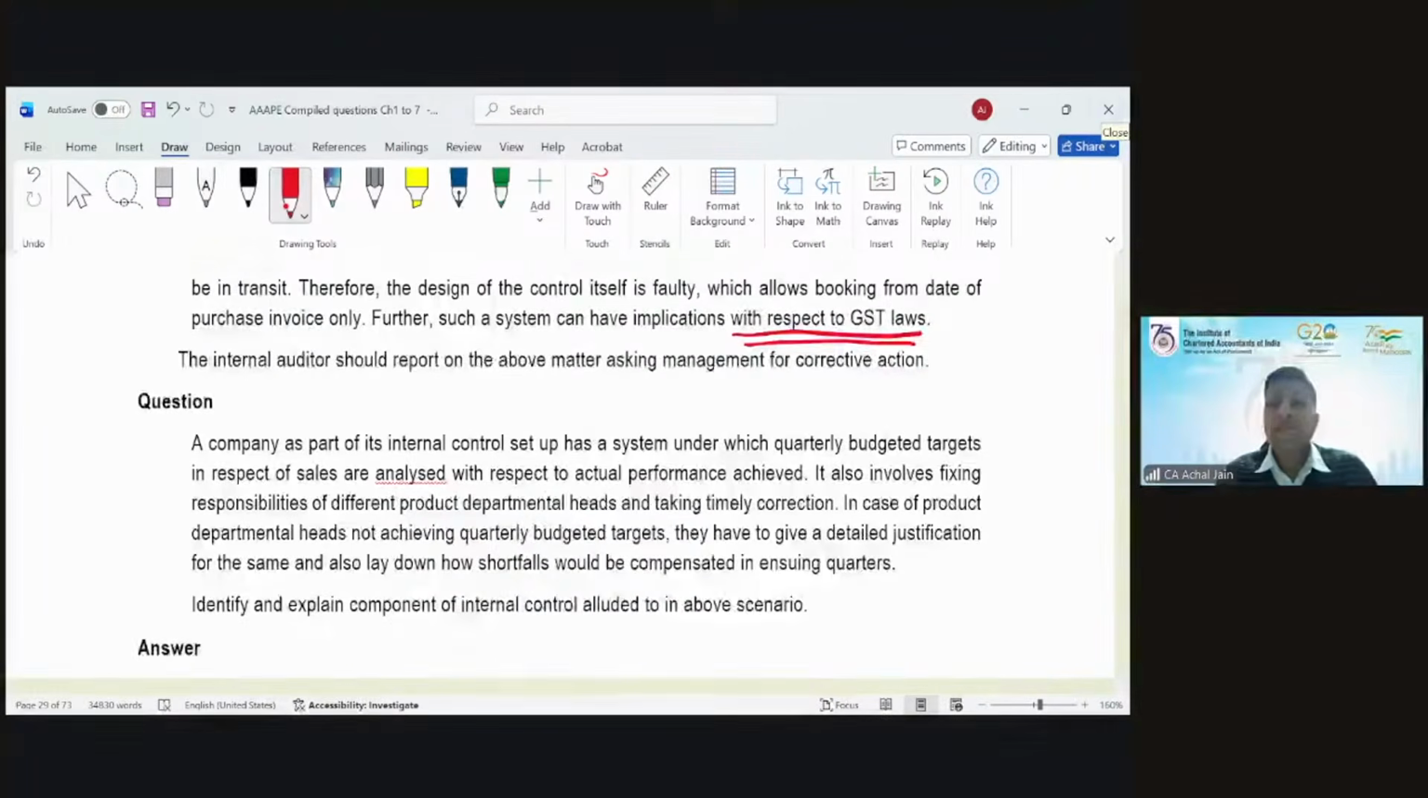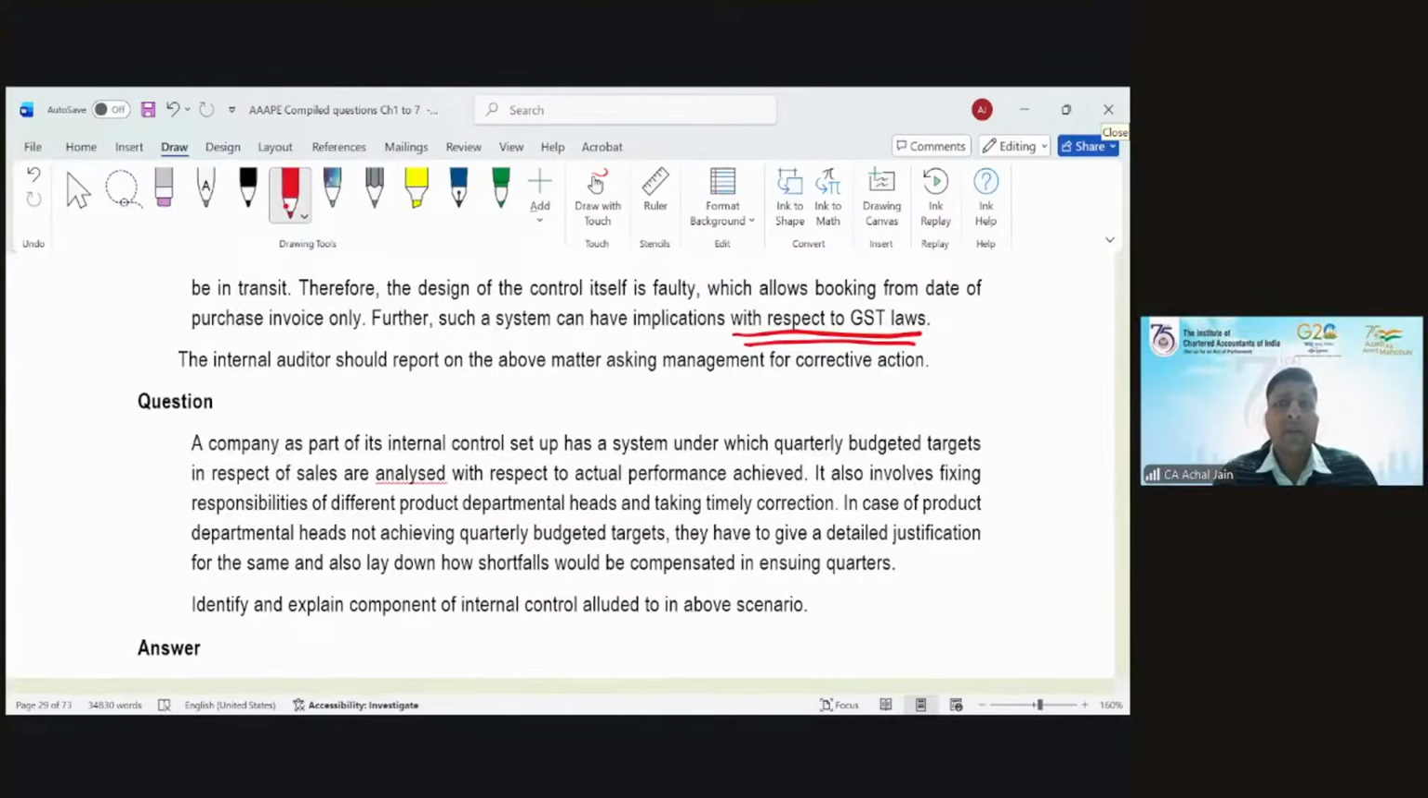It also involves fixing responsibilities of different product departmental heads and taking timely correction. So now they are also assigning this responsibility to the product departmental heads, because that's how you will be able to achieve this. Yes or no? In case of product departmental heads not achieving the quarterly budgeted targets, they are required to give a detailed justification as to why that has not been achieved. Of course, this is what you'll do.